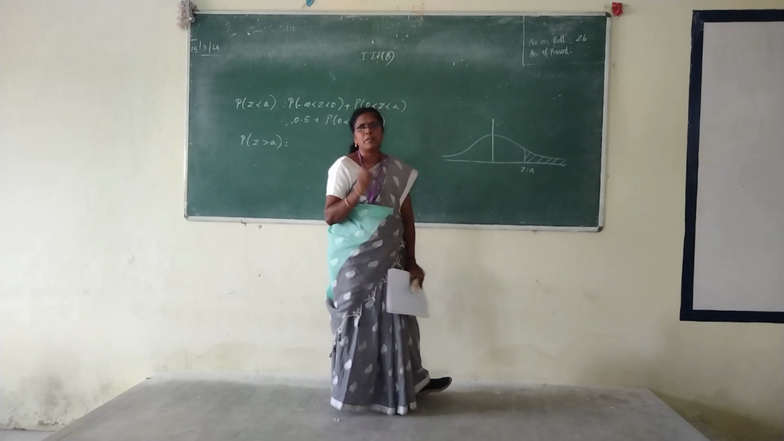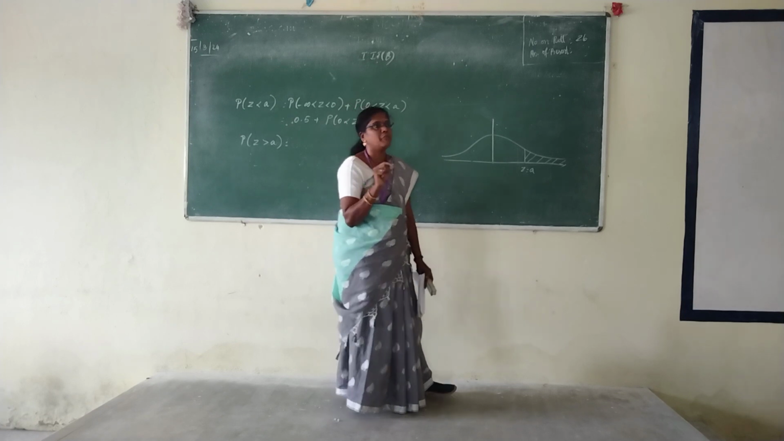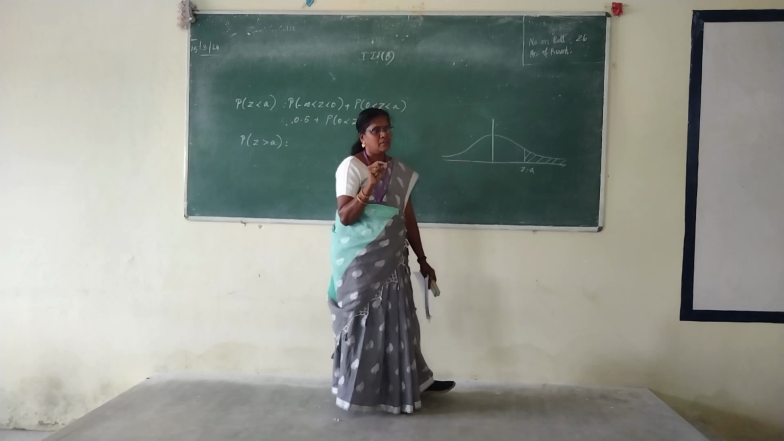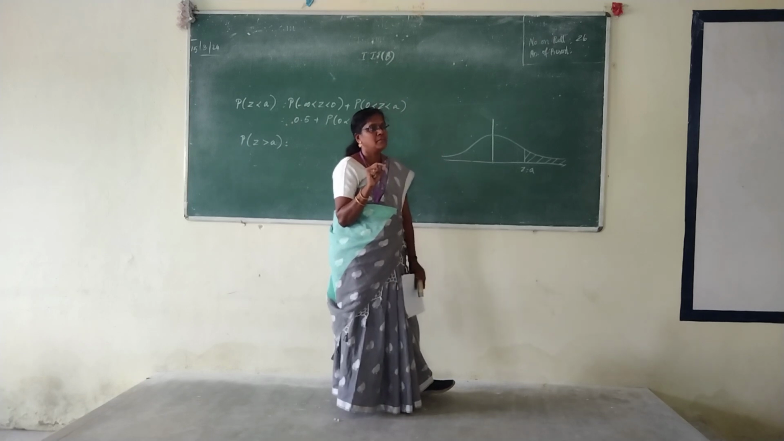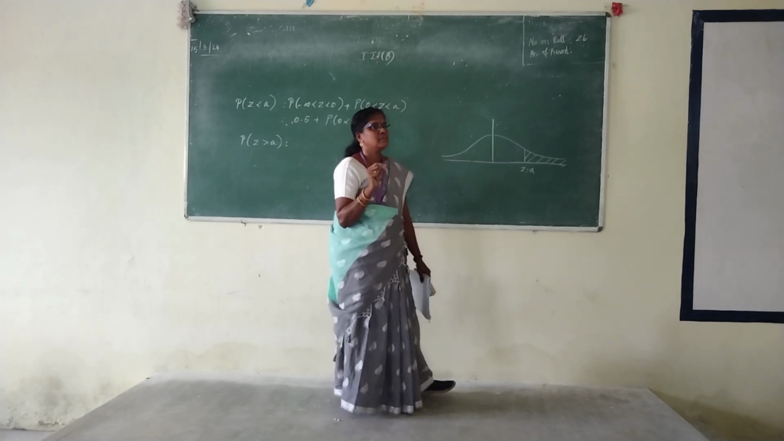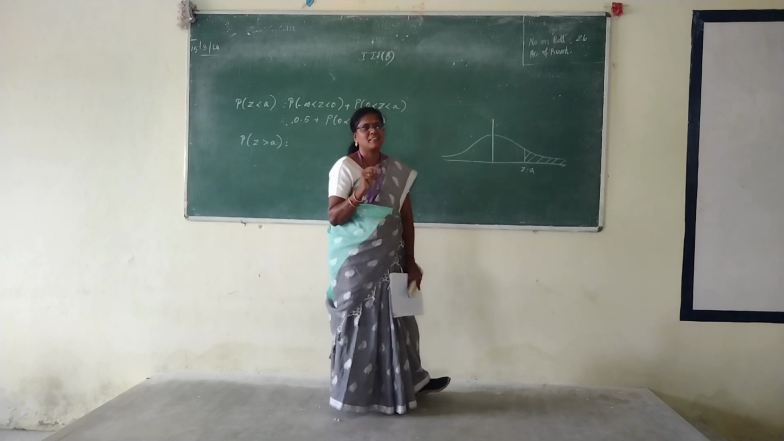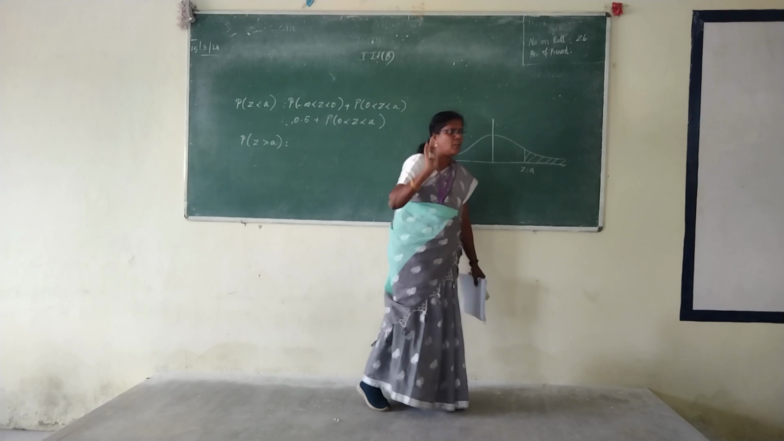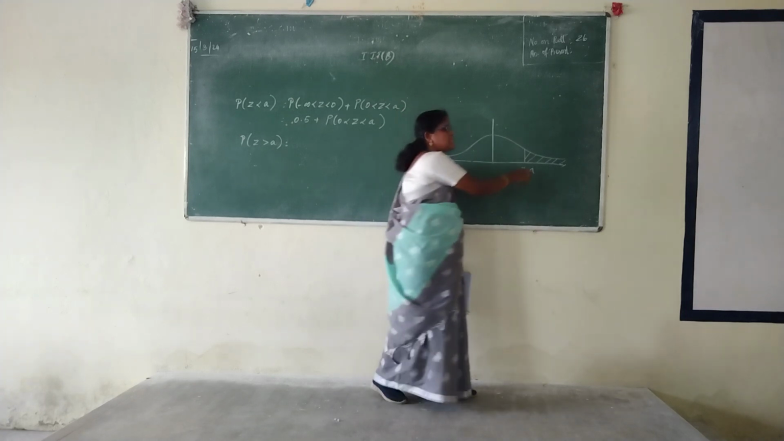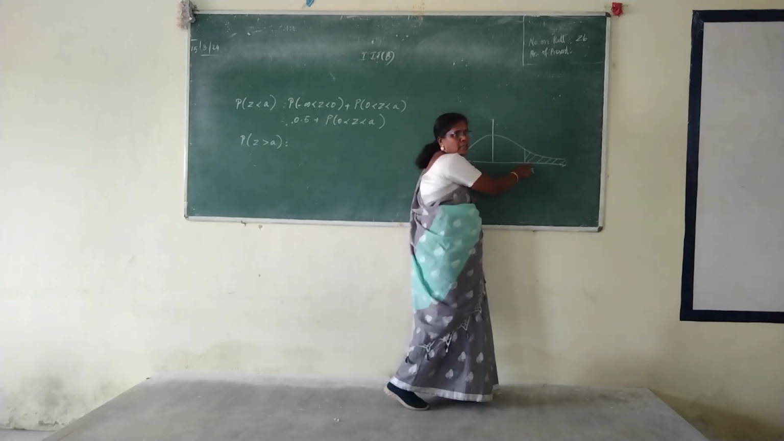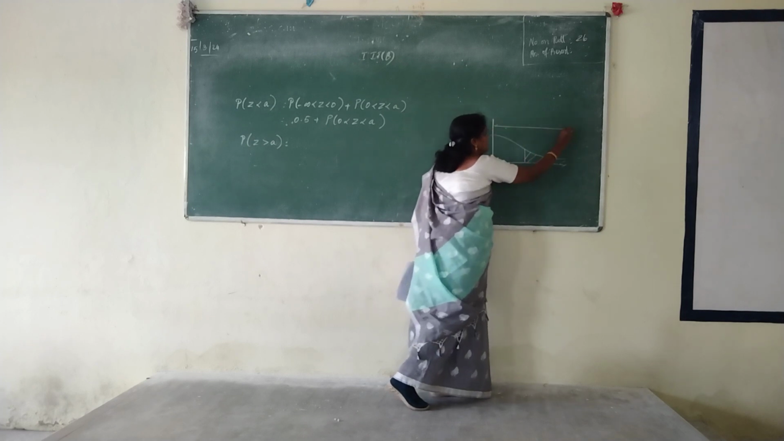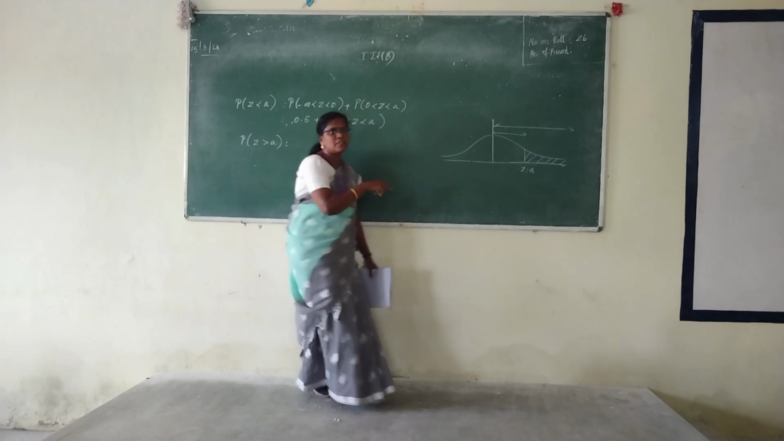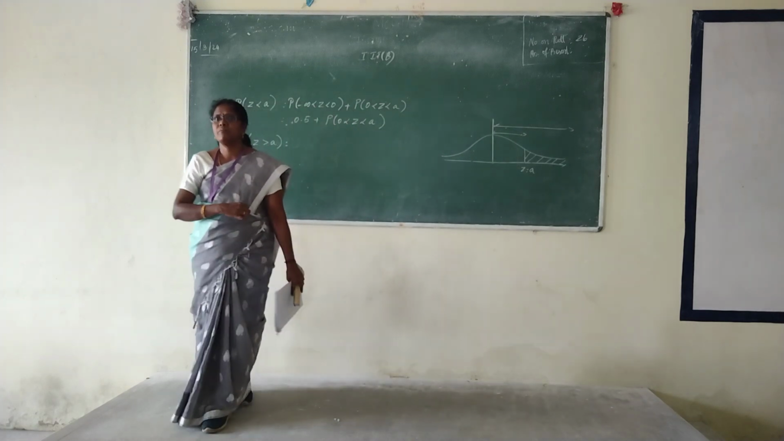No. That is what I told you. All the table values are defined only from 0 to A. So this area can be represented as this one minus this area. If we subtract these two areas, you will get that area or not?